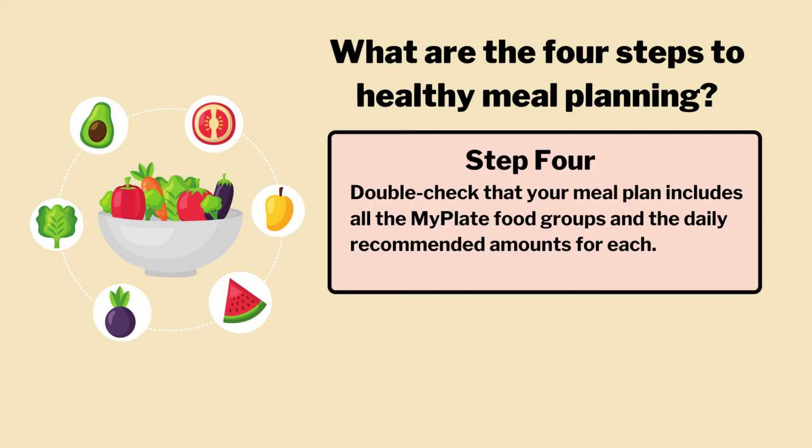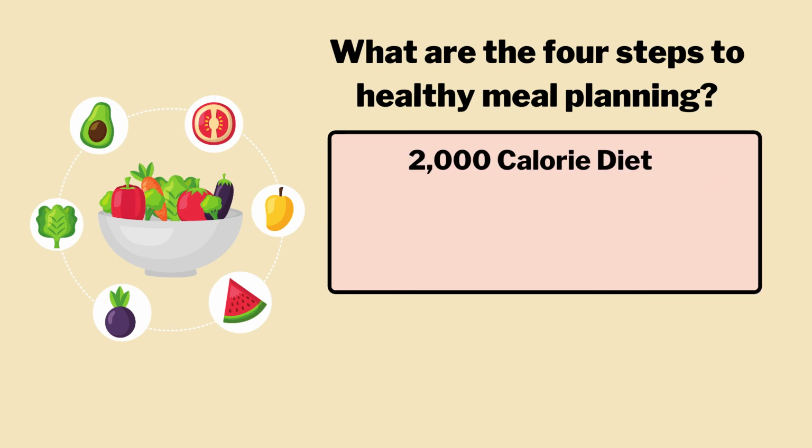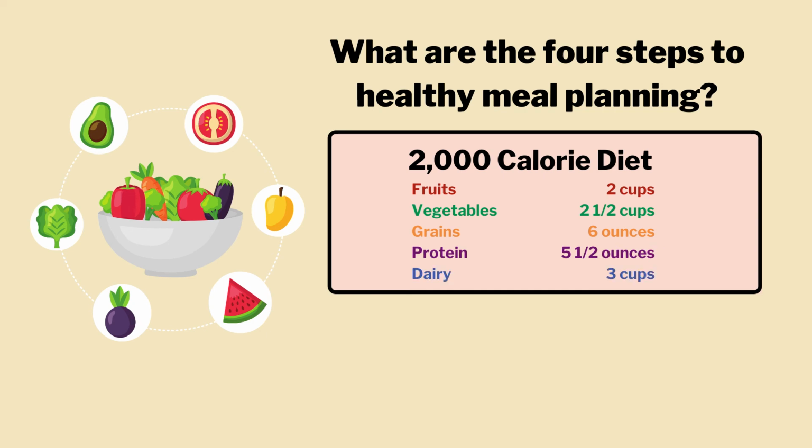Step 4. Double check that your meal plan includes all of the MyPlate food groups and the recommended daily amounts. Remember that in a 2,000 calorie diet, you would aim to include 2 cups of fruit, 2.5 cups of vegetables, 6 ounces of grain, 5.5 ounces of protein, and 3 cups of dairy.